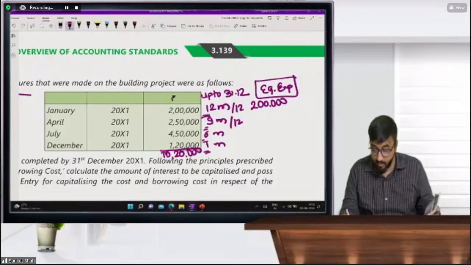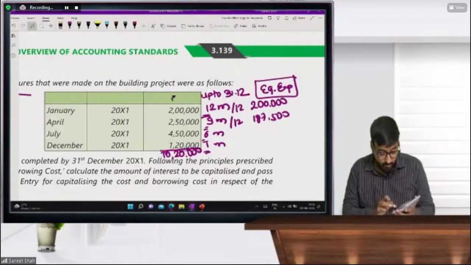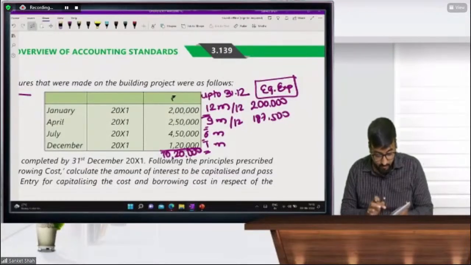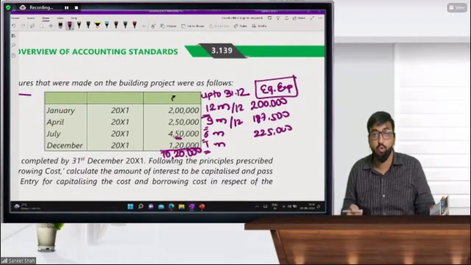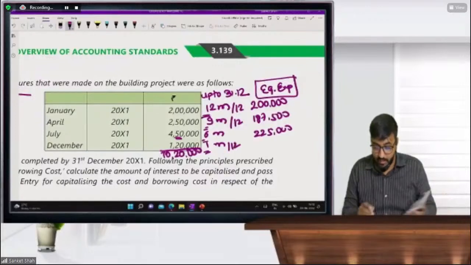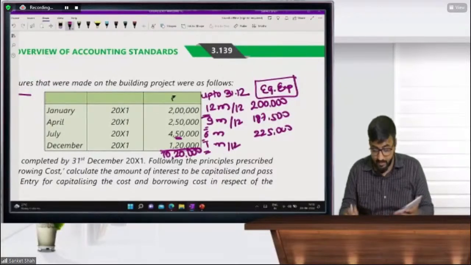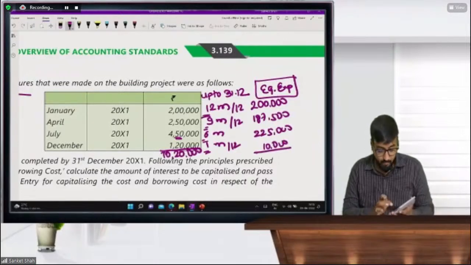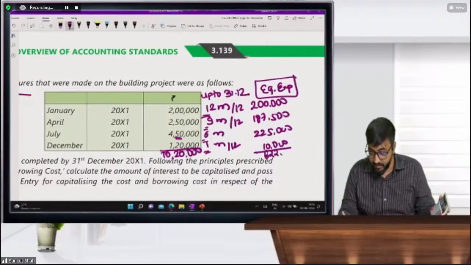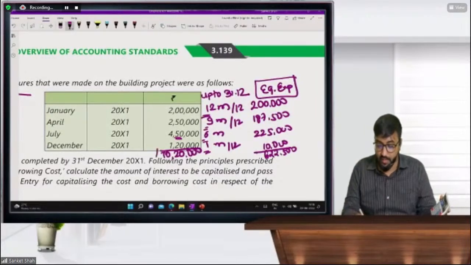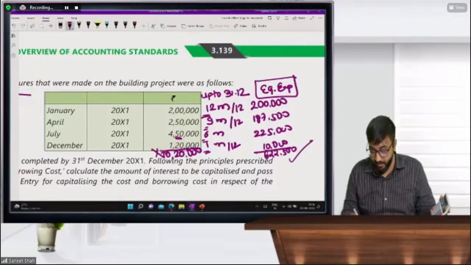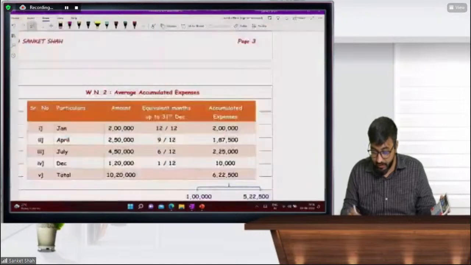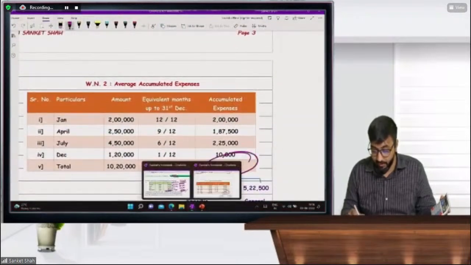So you can write over there 1,87,500, and use memory plus function. 4,50,000 into 6 by 12. This is 2,25,000. So 4,50,000 is for 12 months, but we are using it for only 6 months. And 1,20,000 divided by 12, memory plus, 10,000. Memory recall, 6,22,500. So your expenditure is not 10,20,000, but your expenditure is 6,22,500. So this is called equivalent expenditure.